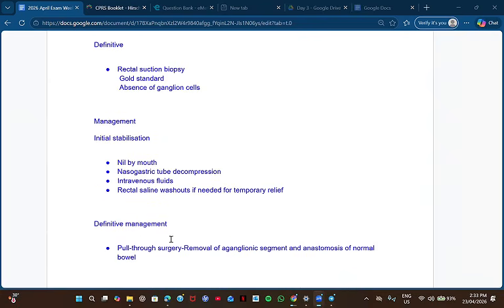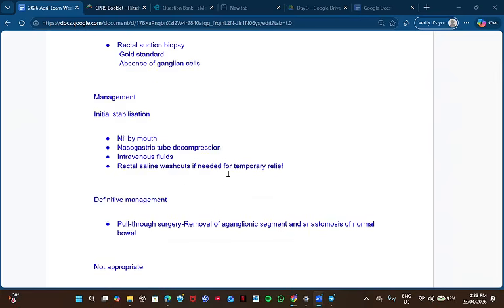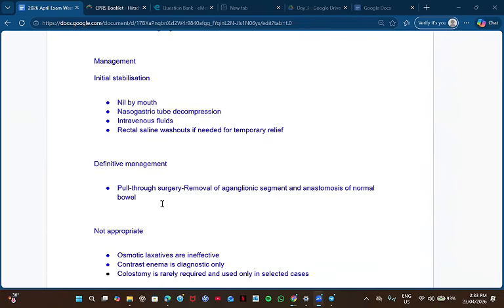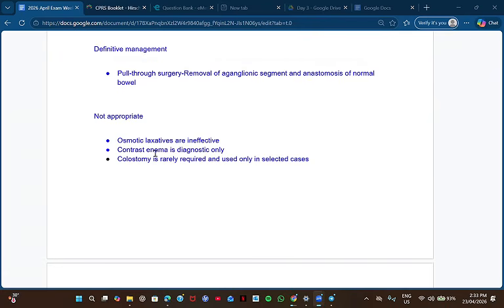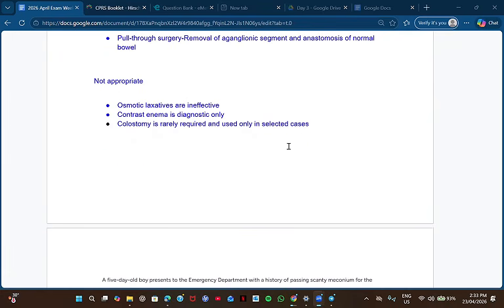In the management, initially you have to stabilize the patient because intestinal obstruction is ongoing, right? Stabilize with nil by mouth, nasogastric tube decompression, intravenous fluid, and rectal saline washout if needed for temporary relief, right? The definitive management is pull through surgery, removal of the aganglionic segment and anastomosis of the normal bowel with the anus, right? Osmotic laxatives are not appropriate or are ineffective. Contrast enema is diagnostic only. Colostomy is rarely required and used only in selected cases.